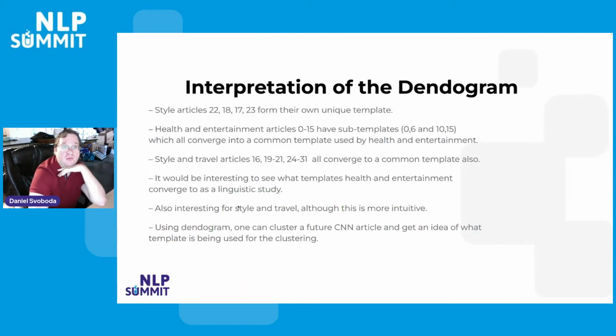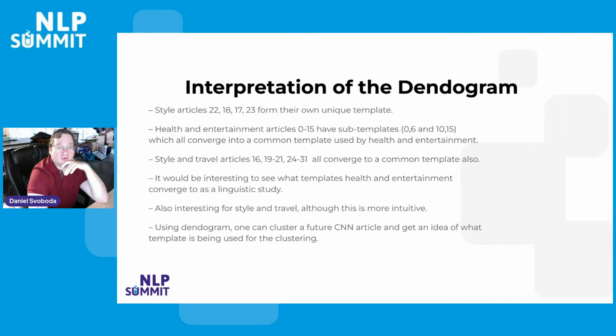So style articles were 22, 18, 17, 23. Health and entertainment articles in the dendrogram were 0 and 15, and they converged to a common template that included health and entertainment. Style and travel articles also converged to a common template. It would be very interesting as a linguistic study to see which templates health and entertainment converge to, and see what templates they both had in common. Also would be interesting to see for style and travel, although that would be more intuitive, given that styles might start out in different countries and then travel around the world.